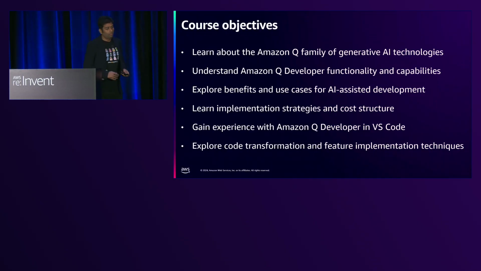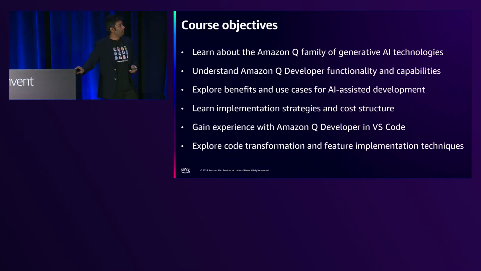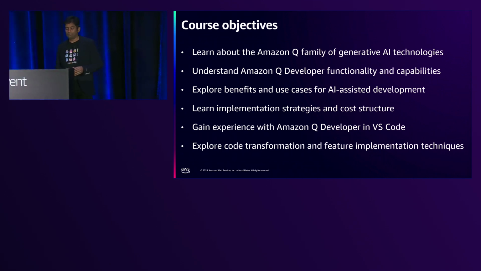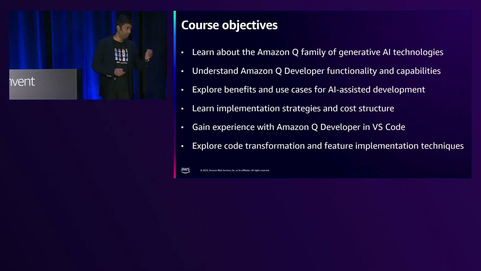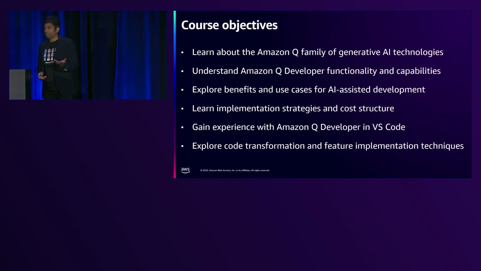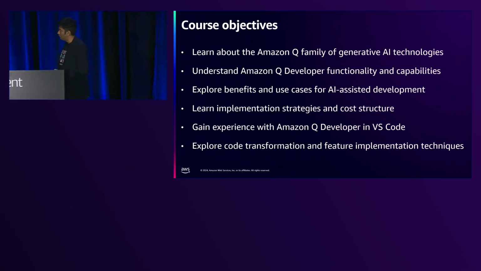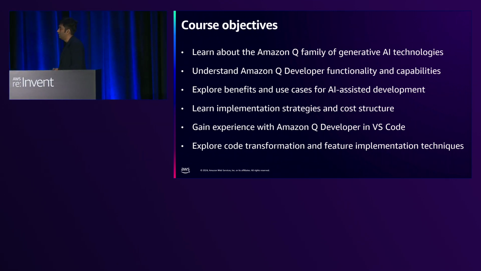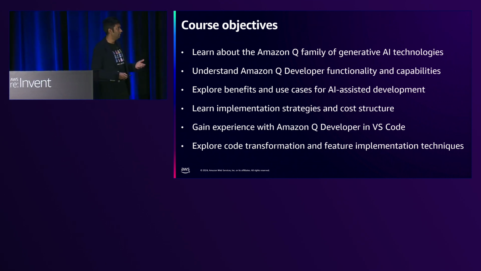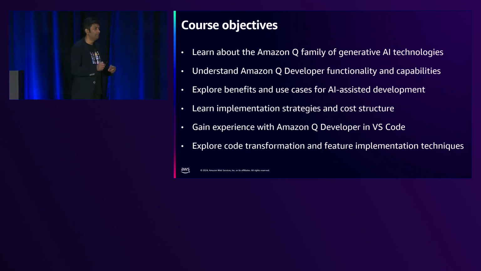Perfect. So what are we going to learn today? Today we'll be looking into the Amazon Q family of generative AI technologies. We will look into Amazon Q Developer specifically, its functionalities and capabilities. We'll also explore the benefits and use cases of where you can use Amazon Q. We'll also see how we can gain experience with Amazon Q Developer in the VS Code IDE, and how you can configure it.